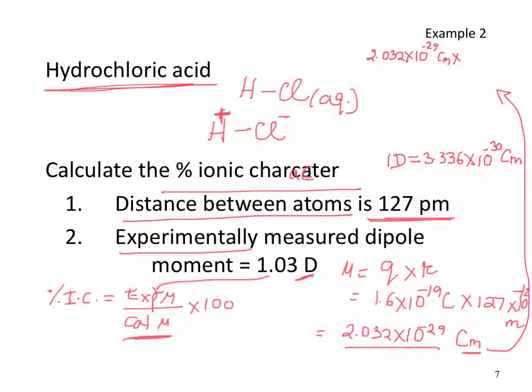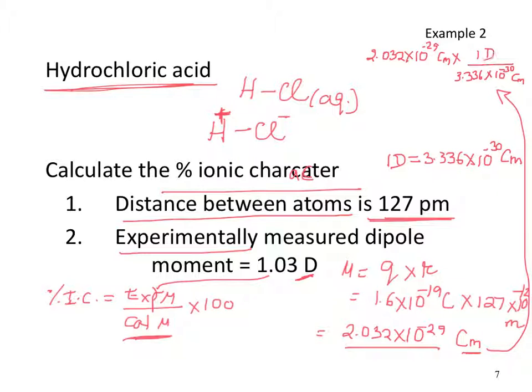So I'm just moving it up over here. 2.032 times 10 to the negative 29 coulomb meters. I'm just writing the whole 9 yards so you can see for yourself how you can use the dimensional analysis method, in case you forgot about it from General Chemistry 1.